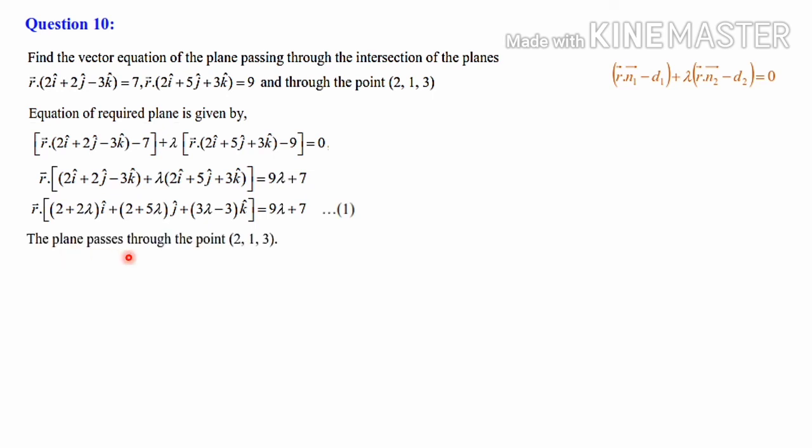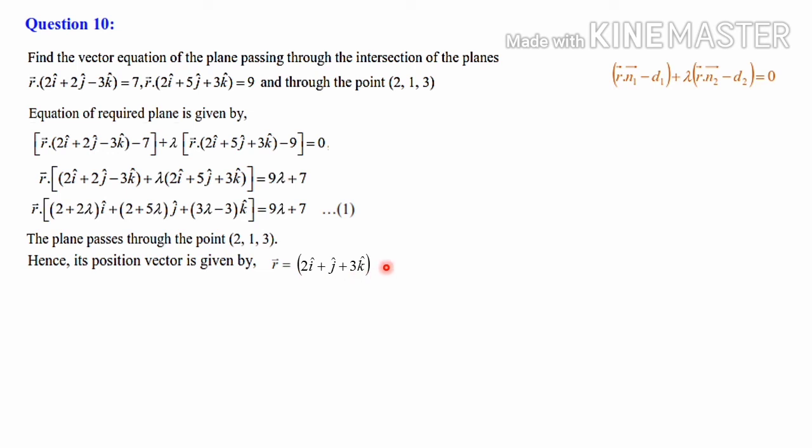The plane passes through the point. This plane is passing through the point (2, 1, 3). In the previous question, we took this as x, y and z, and since the given equation was in Cartesian form, we substituted the given points for x, y and z. Then we found the value of lambda. But here it is in vector form. What we have to do is, by using these points, write the position vector r. The position vector is given by vector r equal to 2i cap + j cap + 3k cap.